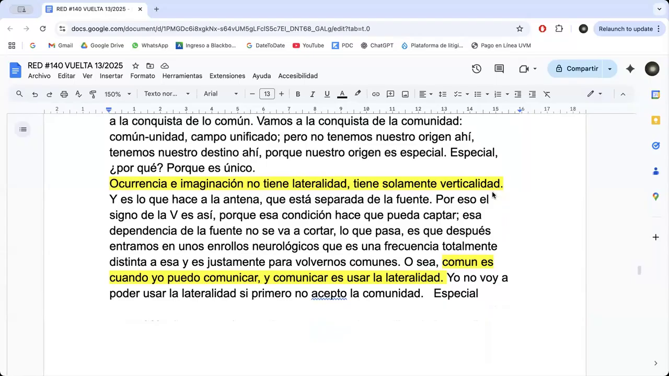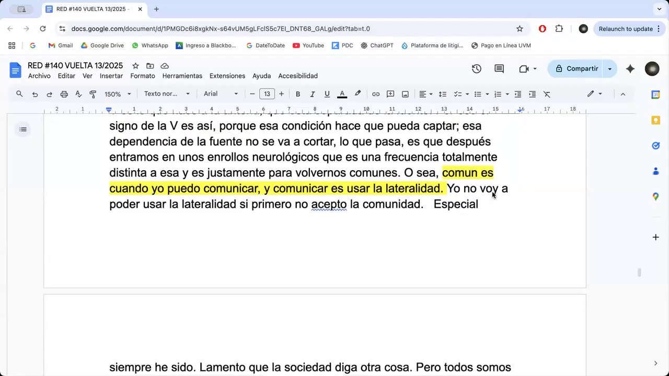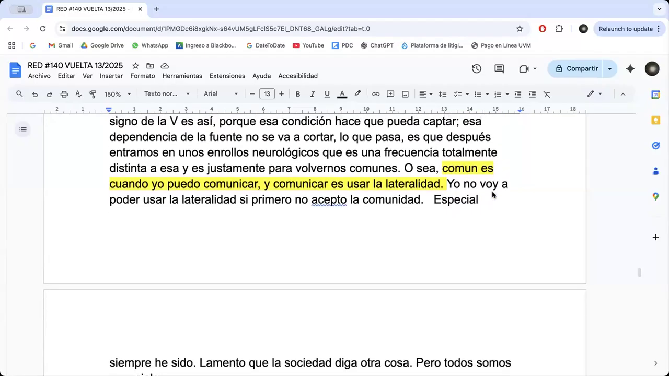Why? Because our origin is special. Why is it special? Because it's unique. Because occurrence and imagination have no lateralization. It only has verticality. It can only be vertical. And that's what the antenna does, which is separated from the source. That's why we have the V. The V is 23. Why is the V like that? Because that is the condition it has to have to be able to pick up something, to captate something, so that the dependency from the source will not be cut. The thing is that if we are in these neurological confusions, that is a frequency that is completely different to the subtle frequency, right?